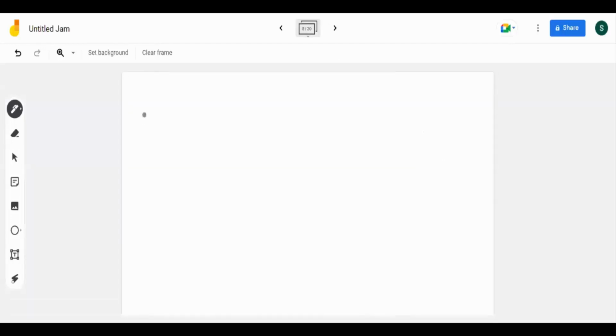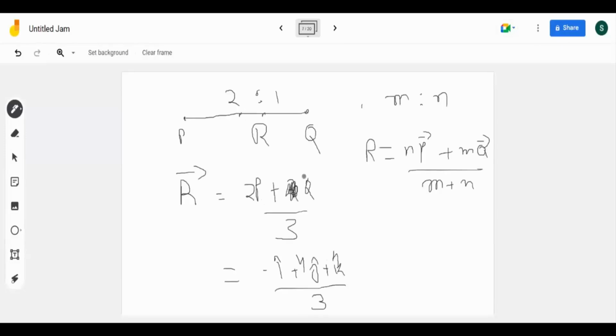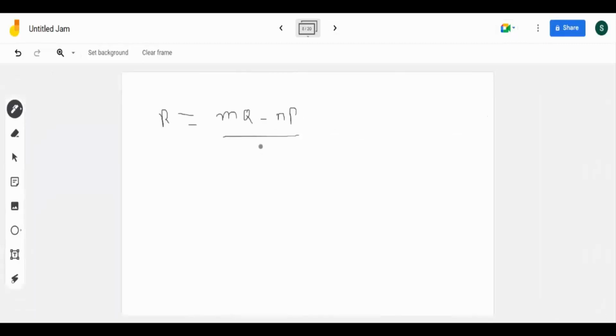Similarly, for external division, you must know that the formula is R equals m Q minus n P by m minus n. Our m is 2, so it will give me 2Q minus P, which gives nothing but minus 3i plus k. So these are simply formula-based questions. If you know the formula, you can easily solve them.